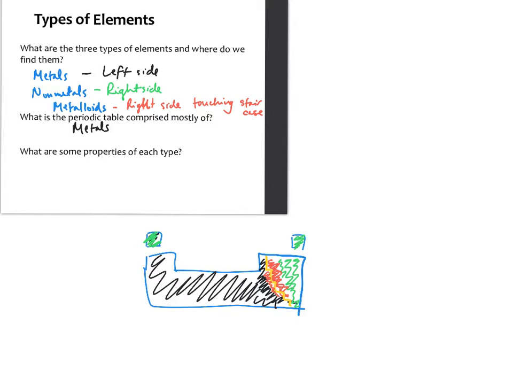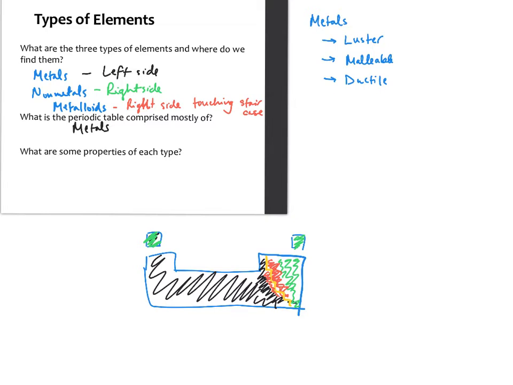Now, we also need to know some of the properties of each type. You're expected to know this. Let's start with metals. That one's easy to remember. Metals have luster, so they're shiny. They are also malleable, and they are also ductile. Malleable means you could hammer it into shape, and ductile means you could pull it out into wires.